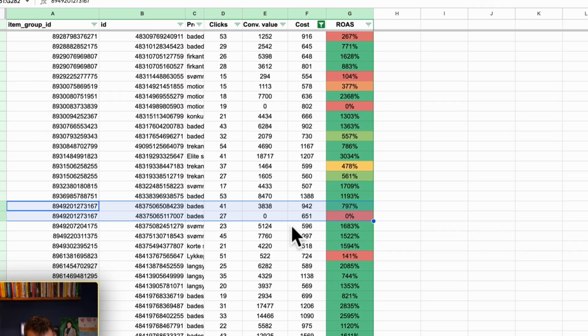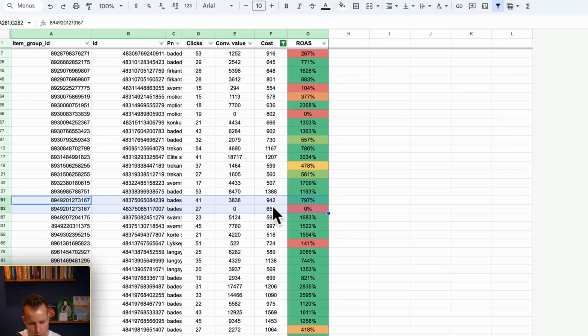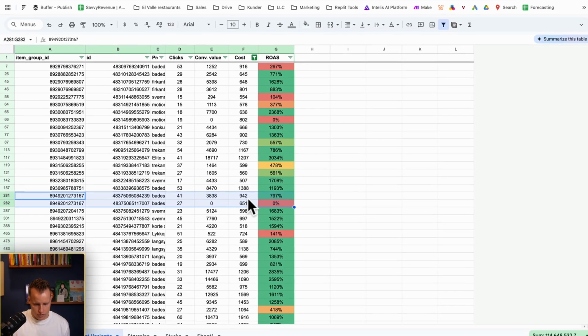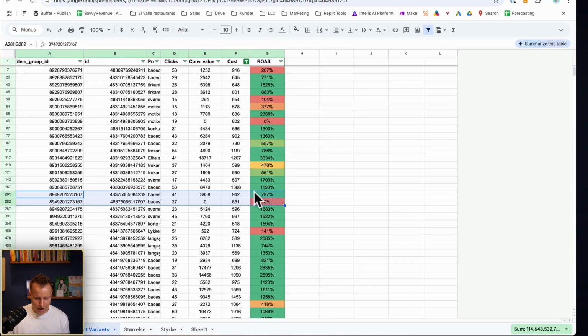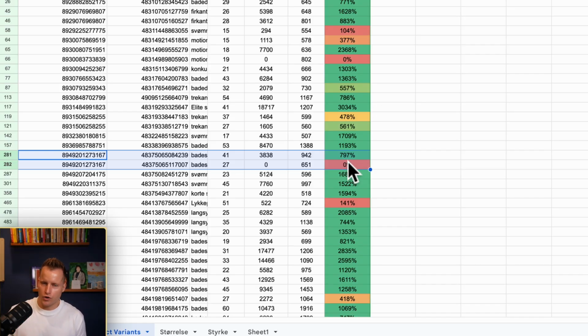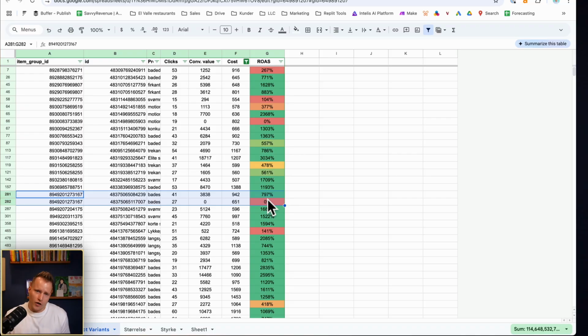Okay, so we have two products, almost the same amount of cost, a little bit more than one, but one has 800% ROAS, the other has 0. What do you do there when you try to figure out what the performance is? Which one do you go by? You should obviously aggregate it, but how useful is that actually?